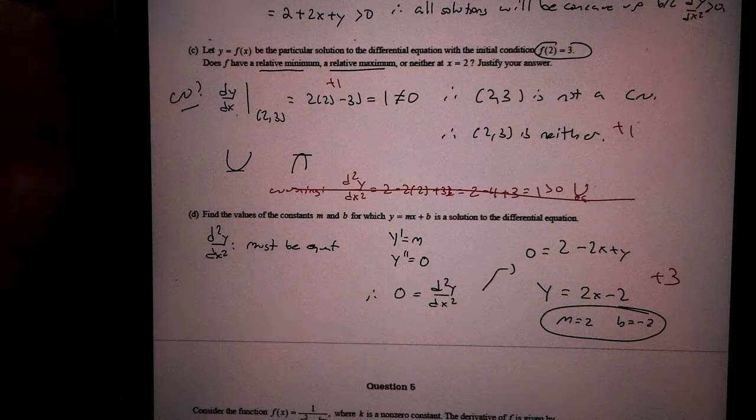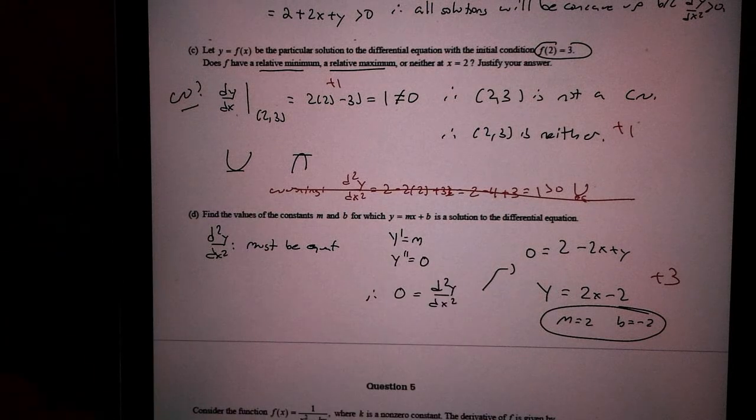Pretty easy. There's another way you can do this one, slightly harder, using systems of equations. This is, I think, a much easier way to do it.